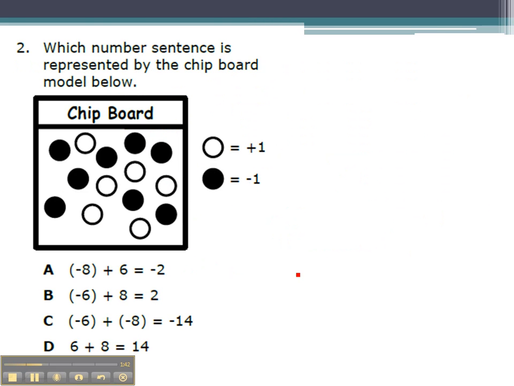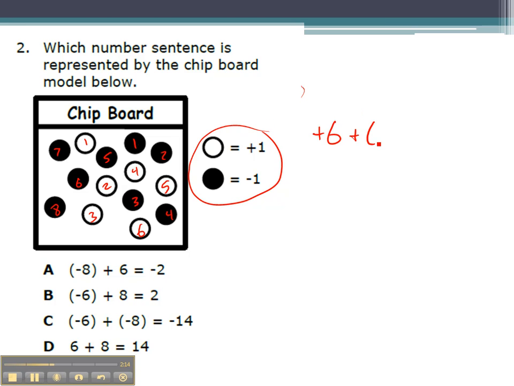Number 2, we have a chipboard model. It asks us which number sentence is represented by the chipboard model below. So again, we have a key, +1, -1. Let's see, let me count them this way. 1, 2, 3, 4, 5, 6 positives, so that's +6. And then to that we're adding 1, 2, 3, 4, 5, 6, 7, 8 negatives.